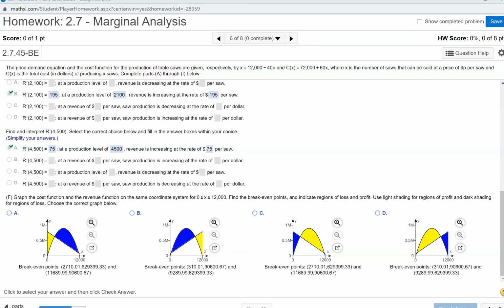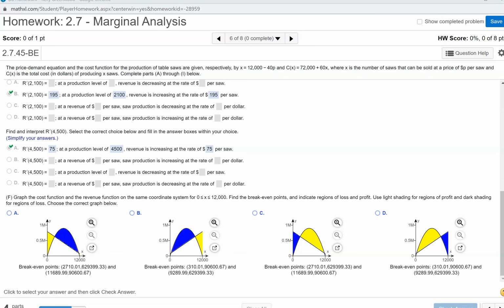I will not ask you to graph and find break-even points on test 1. However, I could give you a graph with the break-even points labeled and you'd have to interpret it. So I still want you to do this part because there's some interpreting involved, but I will provide the graph. I will provide the break-even points. But let's just go ahead and read F.